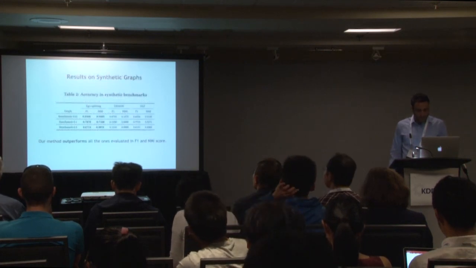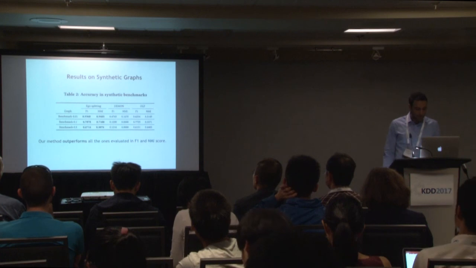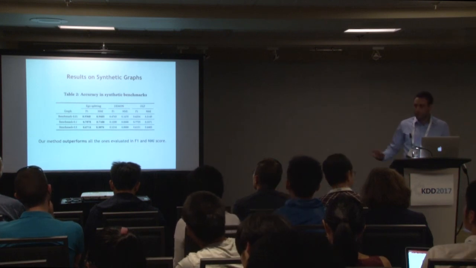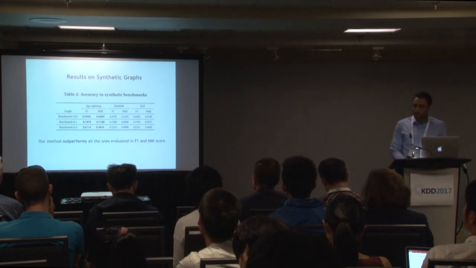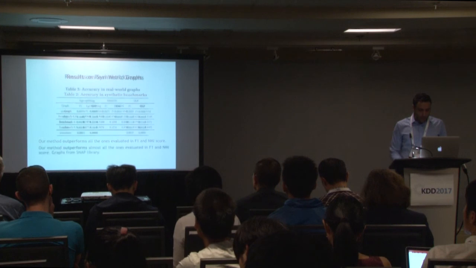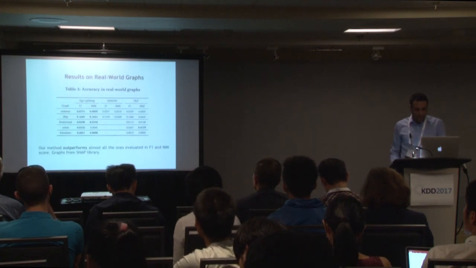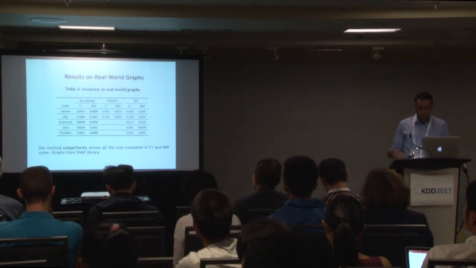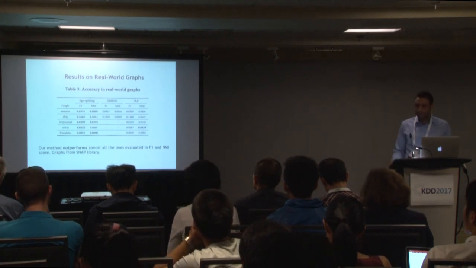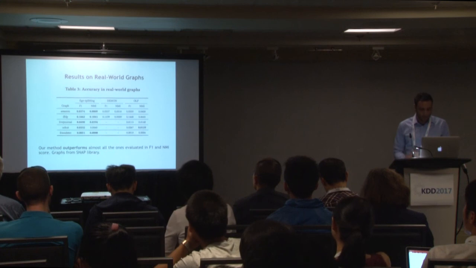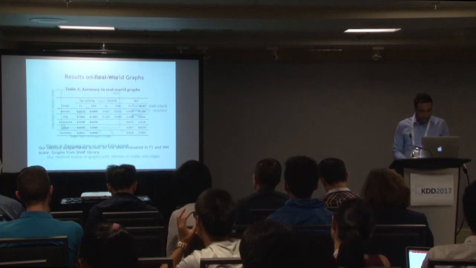Now, these are the results on the synthetic benchmark. Our system completely outperforms all the others and gets close to 100% precision, recall, and F1 in some of these benchmarks. Then on the real-world graphs, again, we outperform all the others, but the precision and recall are much, much lower, which, of course, is because it is a very hard problem in the real world, but we still improve over the other results.